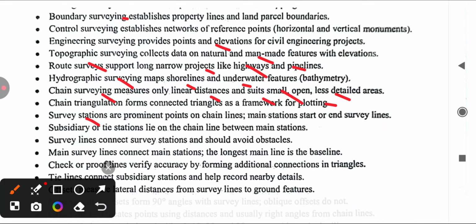Survey stations are permanent points on the chain line. Main stations start or end survey lines. Subsidiary or tie stations lie on the chain line between main stations. Survey lines connect survey stations and should avoid obstacles. Main survey lines connect main stations. The longest main line is the baseline.